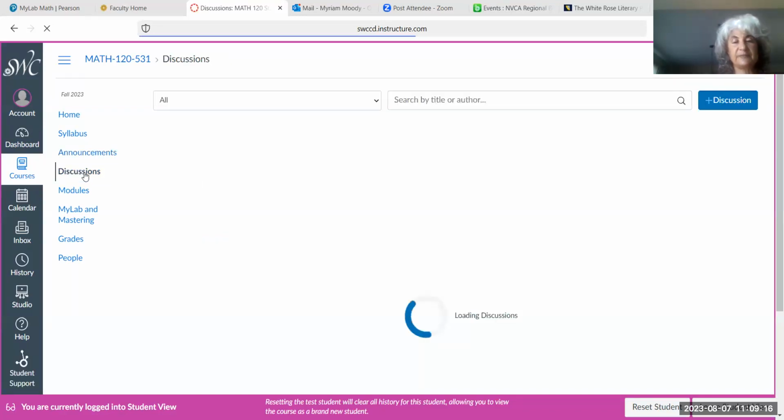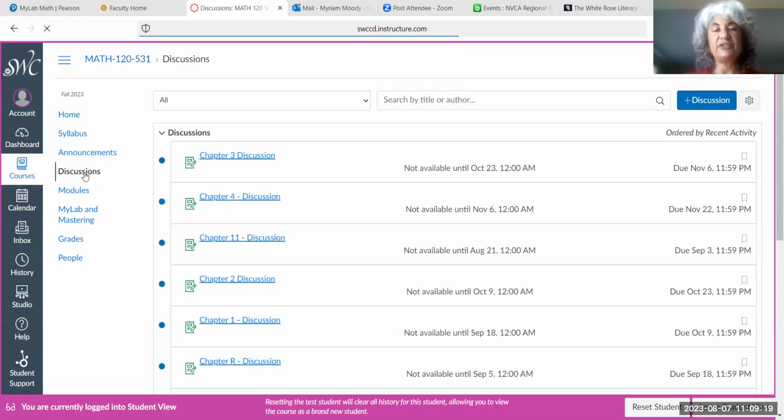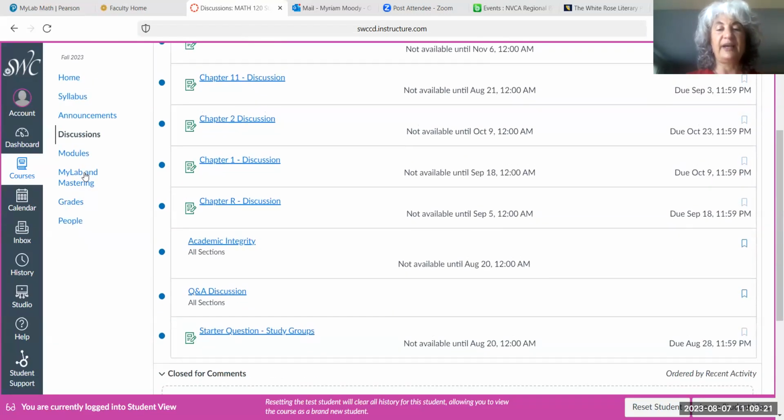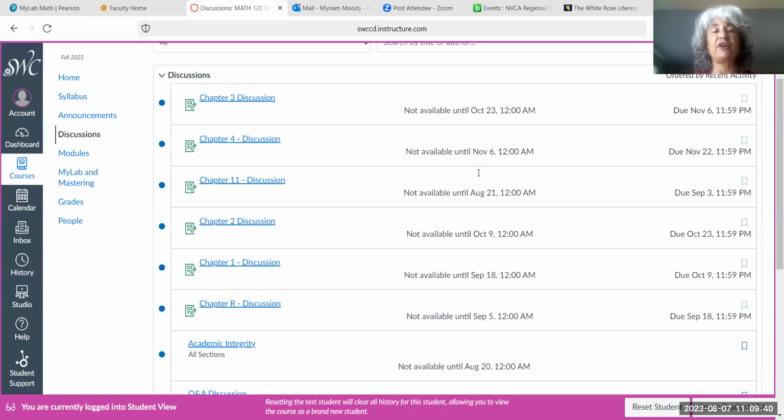Discussions, let's look at discussions. In discussions, you see all the discussions that we have due for the semester. They tell you when they're available. So you have a couple that are due right at the beginning. They are available August 20th. And then the due dates on them as well. All right. Some of them are not available till later because they are for later chapters. There's a discussion per chapter, and then there's a due date for each one of these. This is part of your grade. So make certain that you work on these discussions. They are part of your grade.